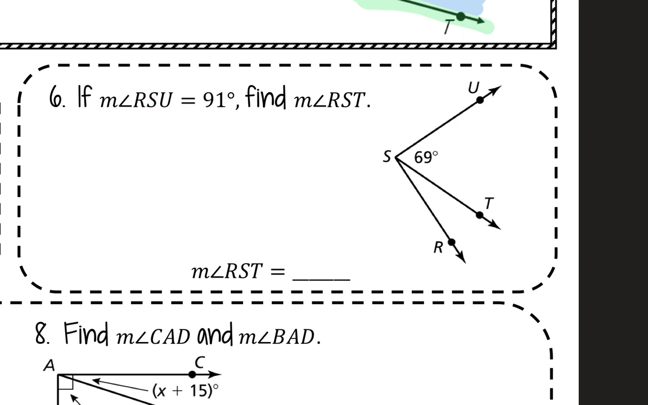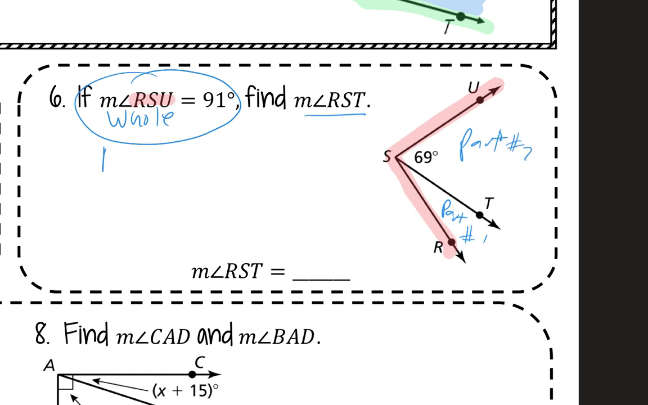So let's look, RSU, let's trace that out. RSU, R to S to U. What is that? Is that a part or the whole? That is the whole thing. The whole thing is 91. Find RST, which is a part. Okay, so if this is part number 1, that's part number 2.